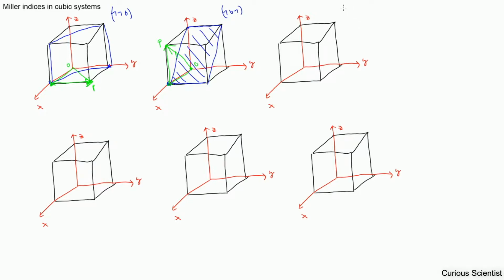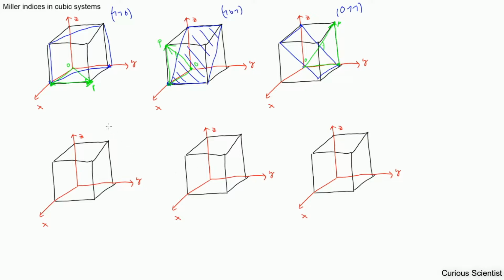So we can draw 0, 1, 1. So 0 at the x, 1 at the y, and 1 at the z. So we just connect it here and there, and then we do our other strategy. So 0, 1, 1, and then we see that O to P is also perpendicular.